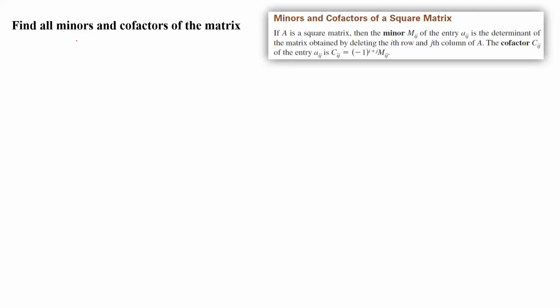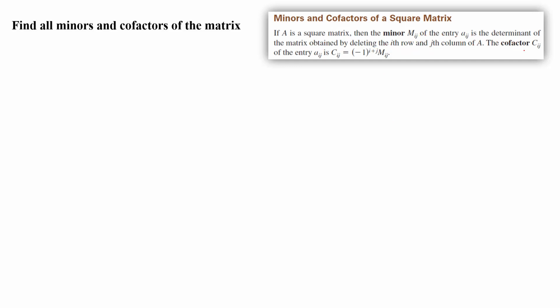Question says find all minors and cofactors of the matrix. And remember the definition. When it comes to the definition of minor of a square matrix, it's denoted by M sub ij, which is related to the entry A sub ij, and it is the determinant of the matrix by deleting the ith row and the jth column of A.